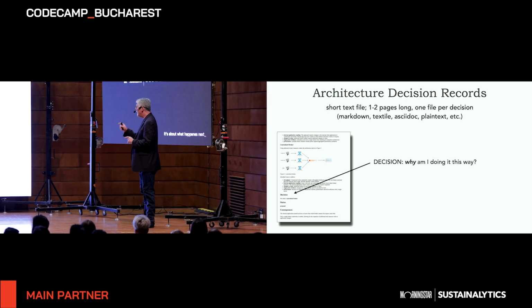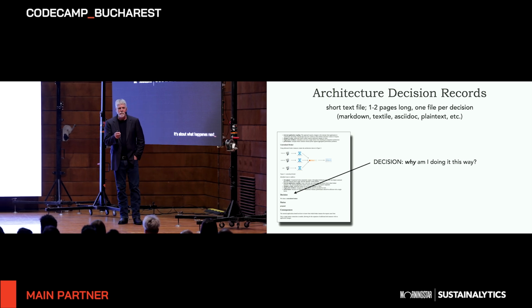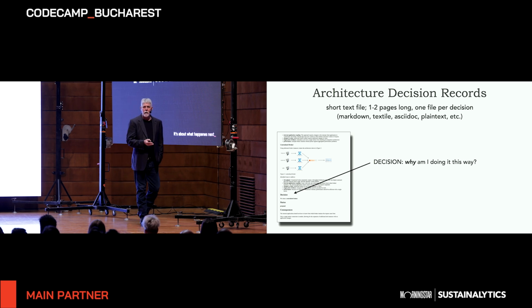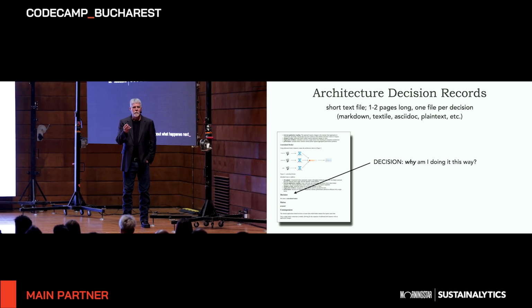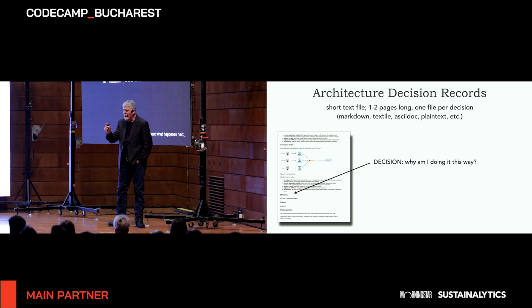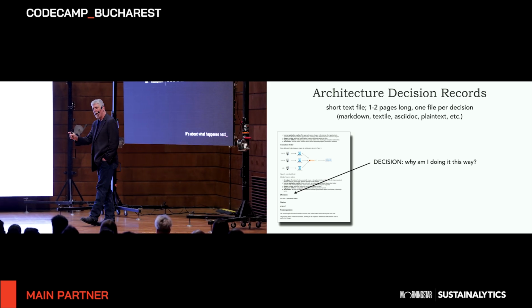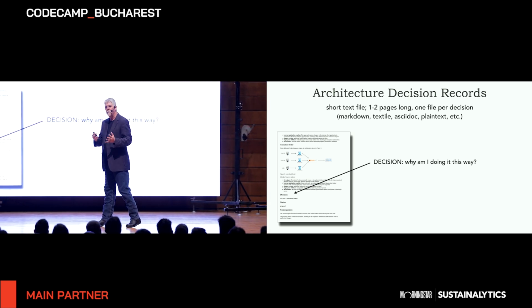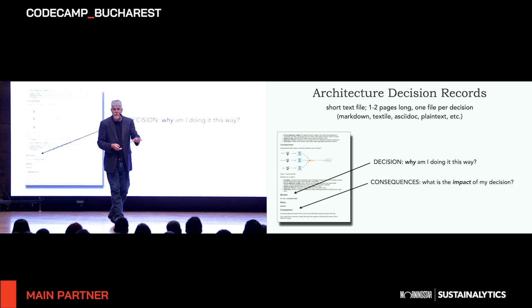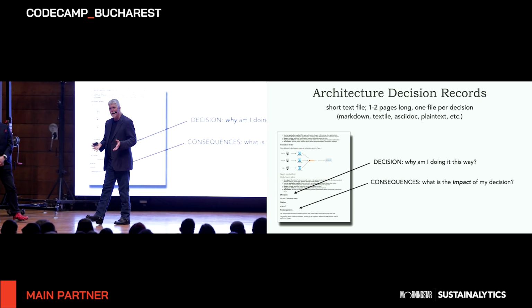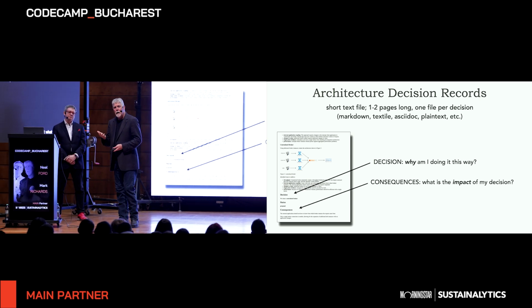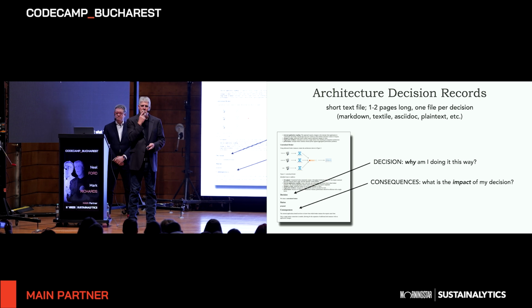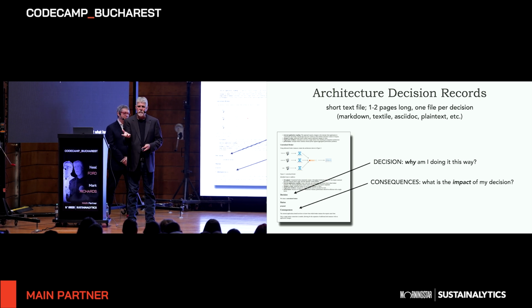The key are these sections right here. The decision section of an ADR requires us to write down our decision, but more importantly, to justify it. Why am I writing an algorithm this way? Why am I doing this kind of design, this kind of choice? And coupled with the decision part is the consequences section of the ADR, which requires us to think about and document the impact of our decision, of our actions.